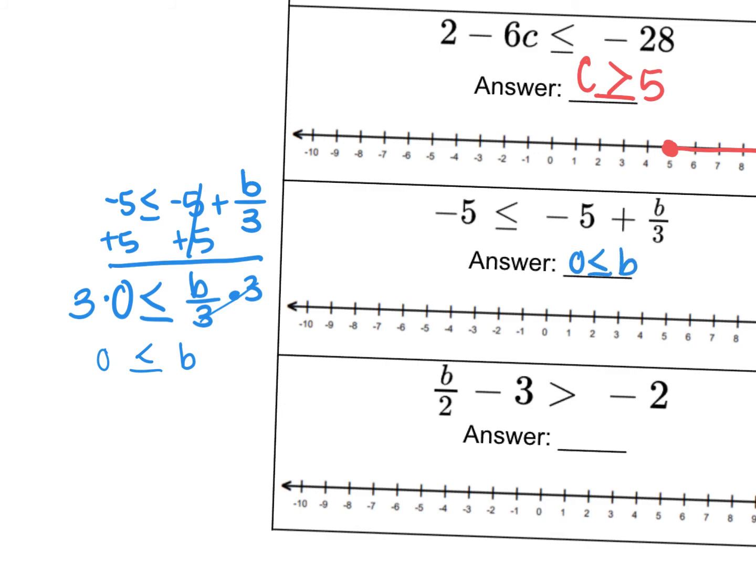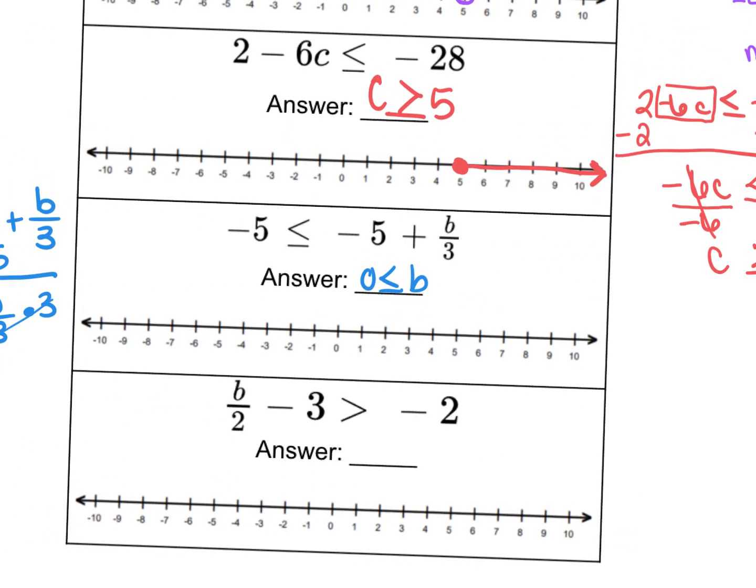To graph that, you're going to go to 0. It's going to be a closed circle because it includes 0. And 0 has to be less than all of your b's, which means your b's have to be bigger than 0. So we're going to plug them all in. And again, if you're not sure what numbers to put in, take one on this side, take one on that side. And plug them in.